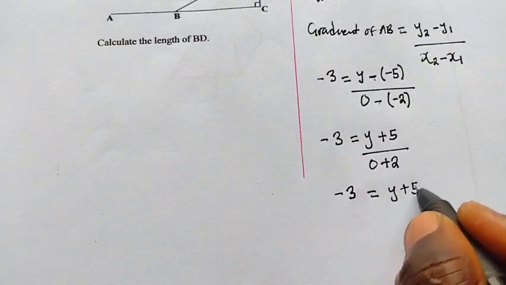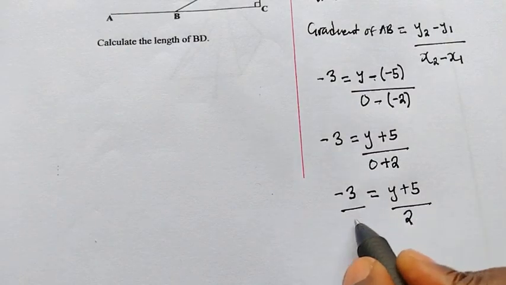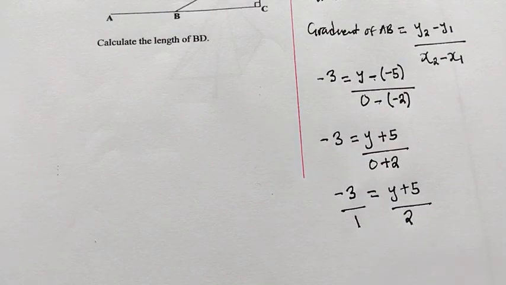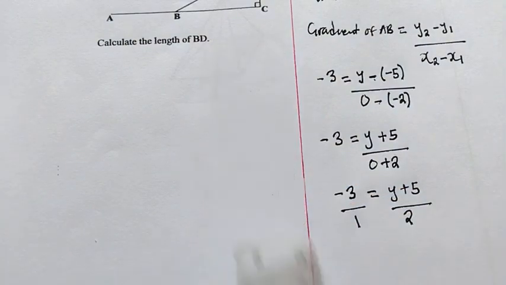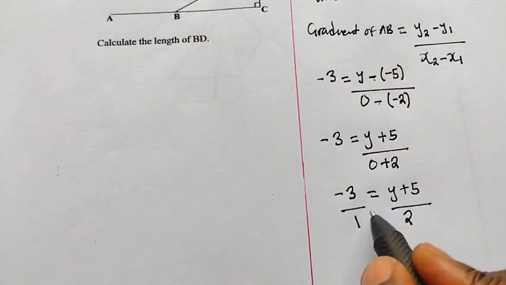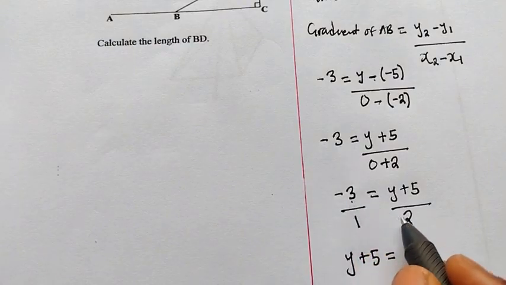We can't add these unlike terms over 0 plus 2. It's a 0. So we can do this. Then we cross multiply, so that we find the value of y. So we do cross multiply. We say 1 times y plus 5. We're going to have y plus 5 equal to negative 3 times 2. You're going to get a negative 6.